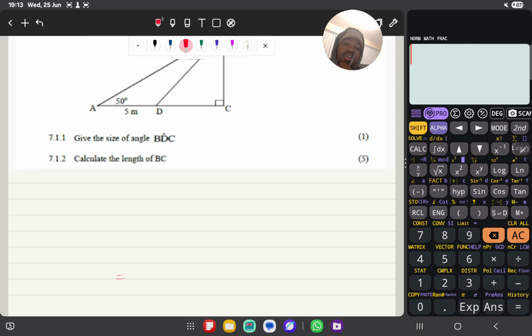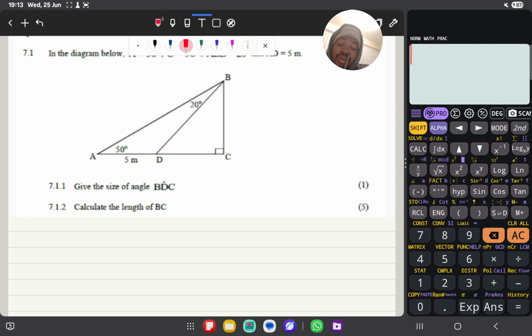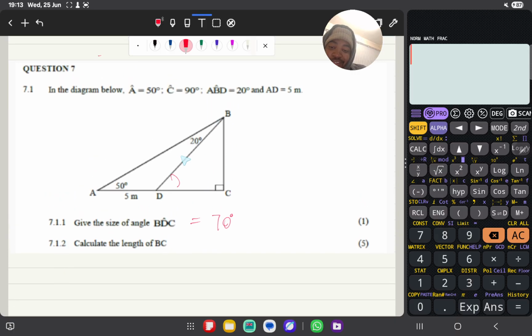This question asks a very simple question: what is angle BDC? This one, you add the two, you get the angle. So therefore the angle is 70 degrees. Then calculate the length of BC. Look, you have 5 and 20. You have 50, you don't have this. Once you have this and you have this angle, of course, once you have this, you can find this. You already see why I'm going sine rule, right?